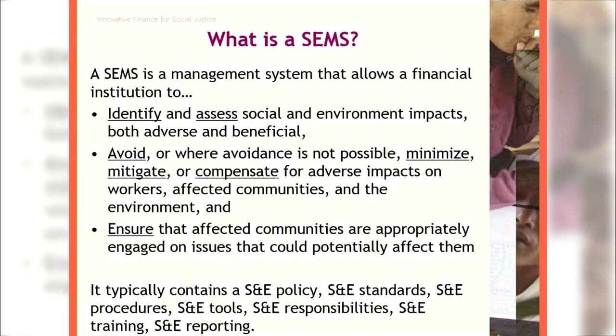Typically, these systems contain a number of elements. First of all, a policy that covers social and environmental issues. Often these policies contain standards. Then there is normally a social and management procedures, tools, responsibilities have to be clearly outlined. Training is part of these systems, and reporting.